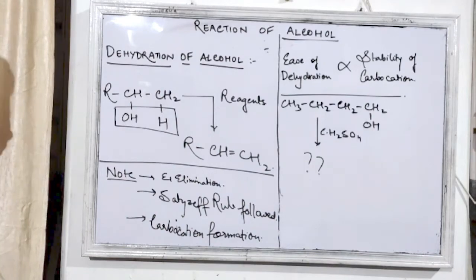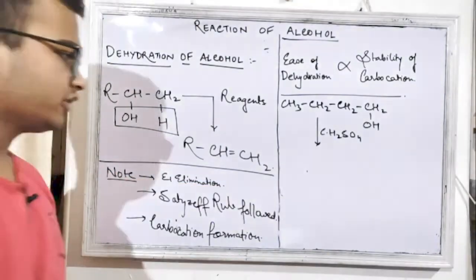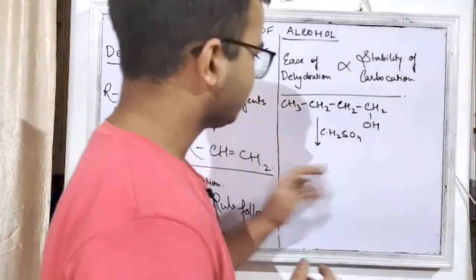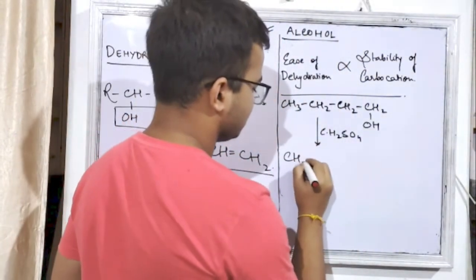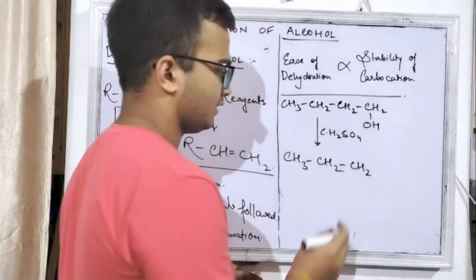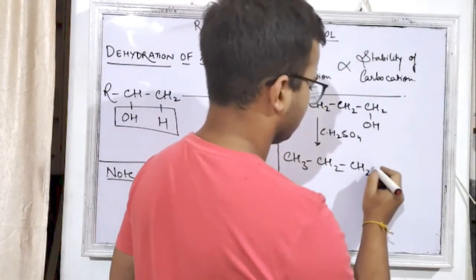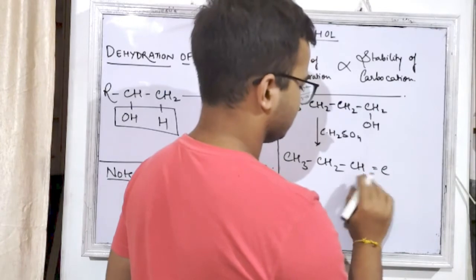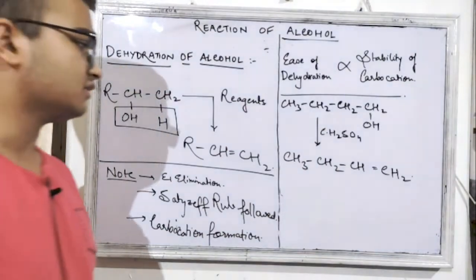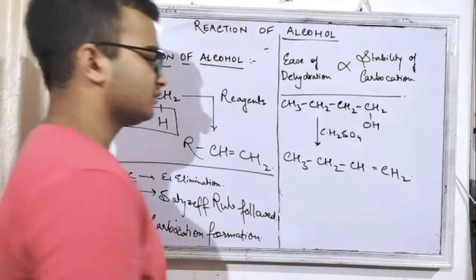Done. Now it's quite obvious that you will say the answer will be like this: CH3, CH2, CH2, and after this carbons 1, 2, 3, 4, and there will be a double bond CH double bonded CH2. It's quite obvious that this is your answer, but this is actually not the major product, this is the minor product.